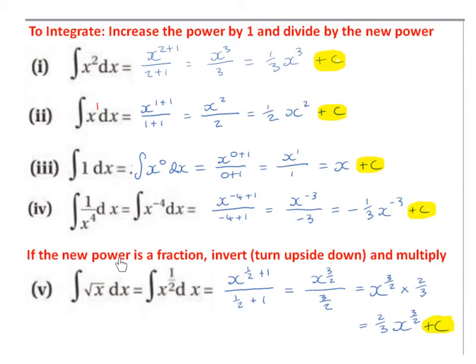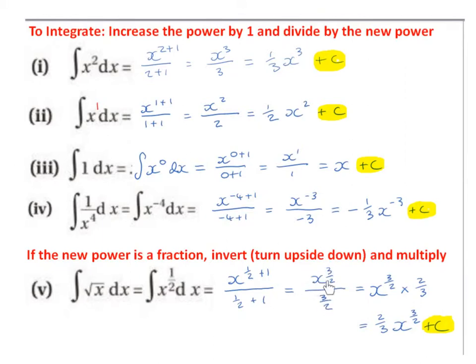If the new power is a fraction, invert, which means turn upside down, and multiply. So the integral of root x dx is the same thing as getting the integral of x to the power of a half dx. So again, we add on 1 to the power, and then we divide by the new power. So we get x to the power of a half plus 1 over a half plus 1, which is x to the power of 3 over 2, over 3 over 2.